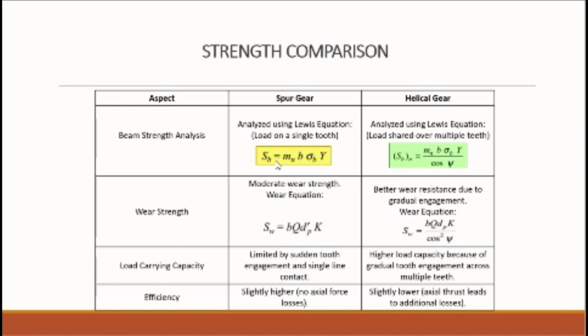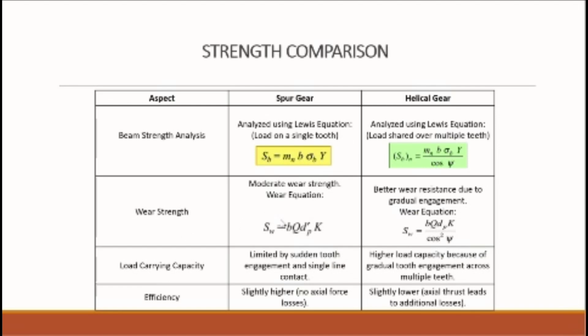From the beam strength, we get the Lewis equation, which depends on four factors: the module, the face width of the gear tooth, the stresses on the gear, and the Lewis form factor. In the helical gear, the equation is somewhat similar, but we get this cos xi factor, and the xi angle is nothing but the helical angle.